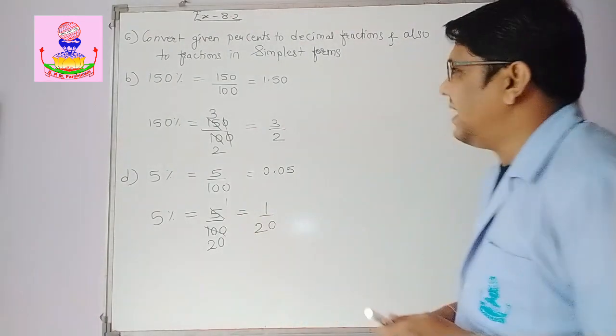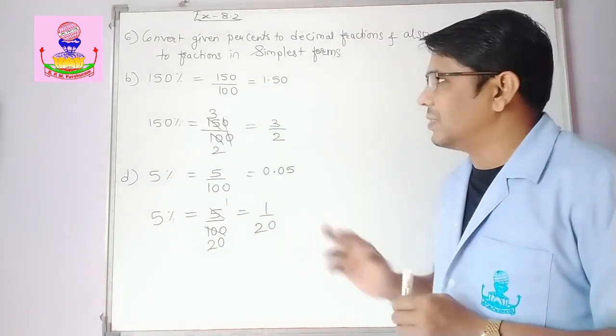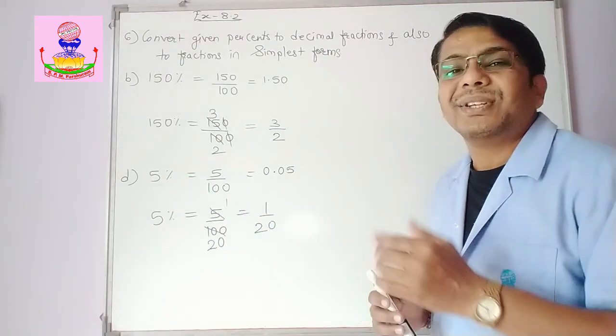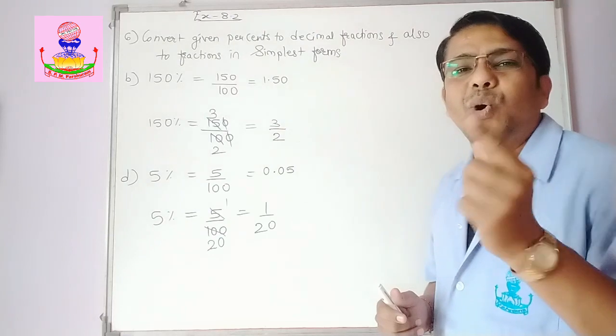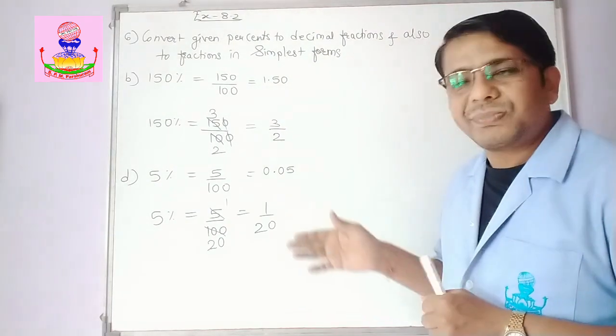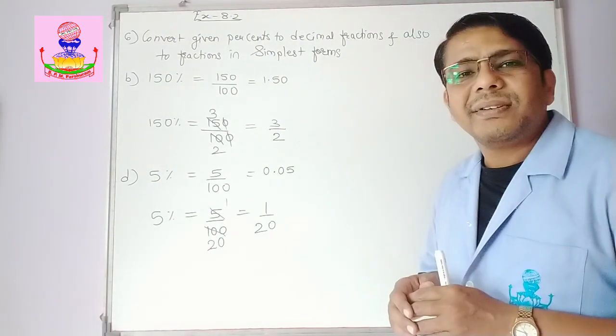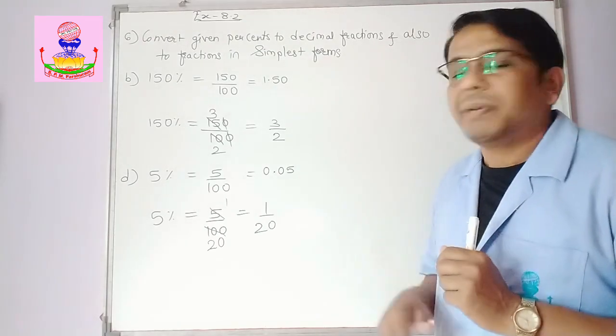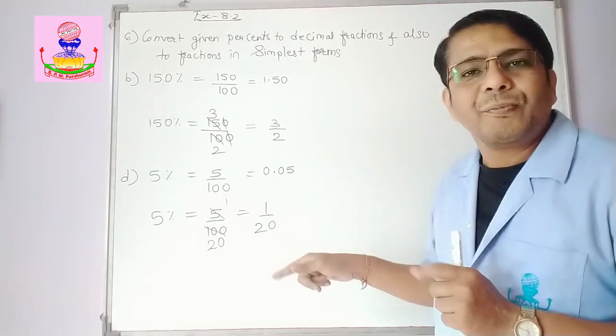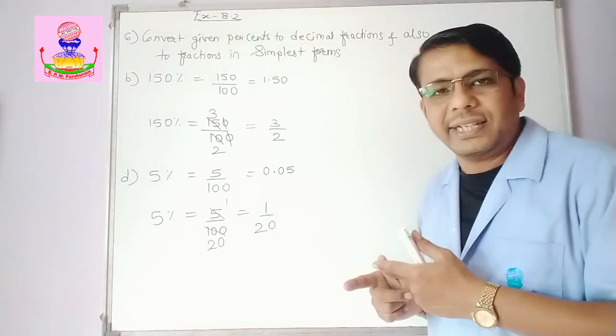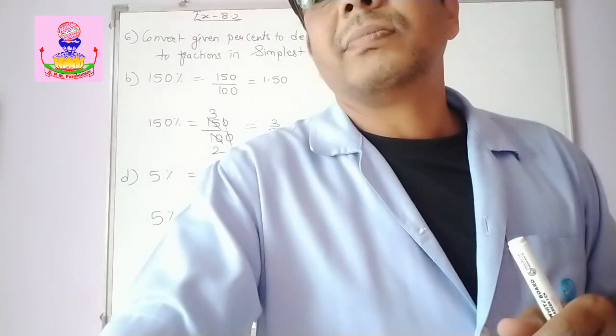So 5% means 5 upon 100. I know the tables. 5 ones are 5, 5 twos are 10, 5 zeros are 0. So it becomes 1 upon 20. That is the simplest form of the ratio. Now dear students, you will solve A and C as homework.